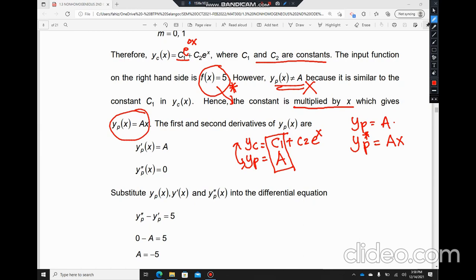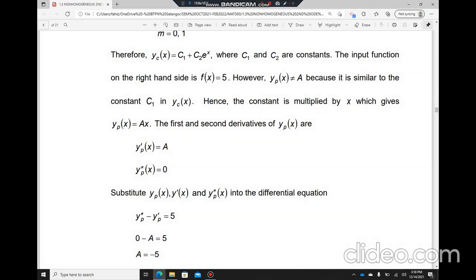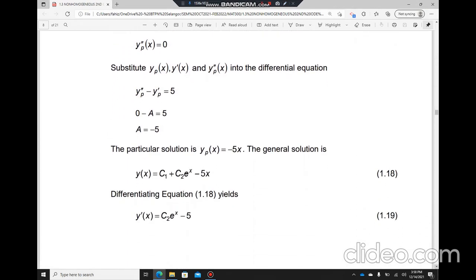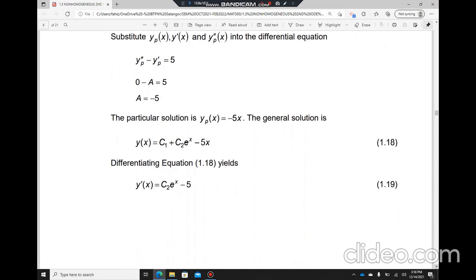Okay, so kita buat lagi step macam tadi. Bila dah ada YP equals Ax, okay, so differentiate, find first derivative of Y. So you get A. Differentiate Ax kan, dapat A. And then differentiate A. A ni constant, so differentiate A lagi sekali dapat 0. Okay, so bila dah dapat nilai y prime, y double prime, masukkan balik dalam equation tadi.